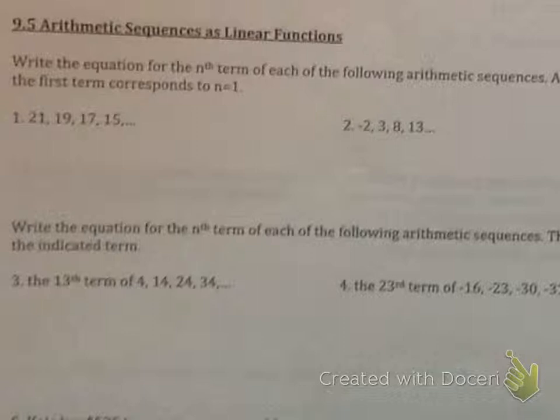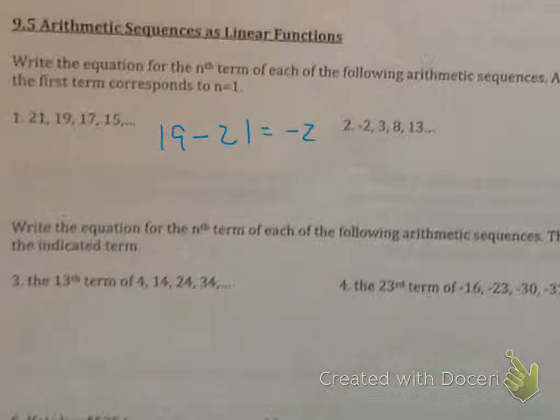And so we're going to look at what he wants: to write an equation for the nth term for each of the following arithmetic sequences. The first term corresponds to n equals 1. So the first thing we need to do is find the pattern, all right? You find the pattern by taking the second number, which is 19 in this one, and subtracting the first number. We do this, we find out it's negative 2.